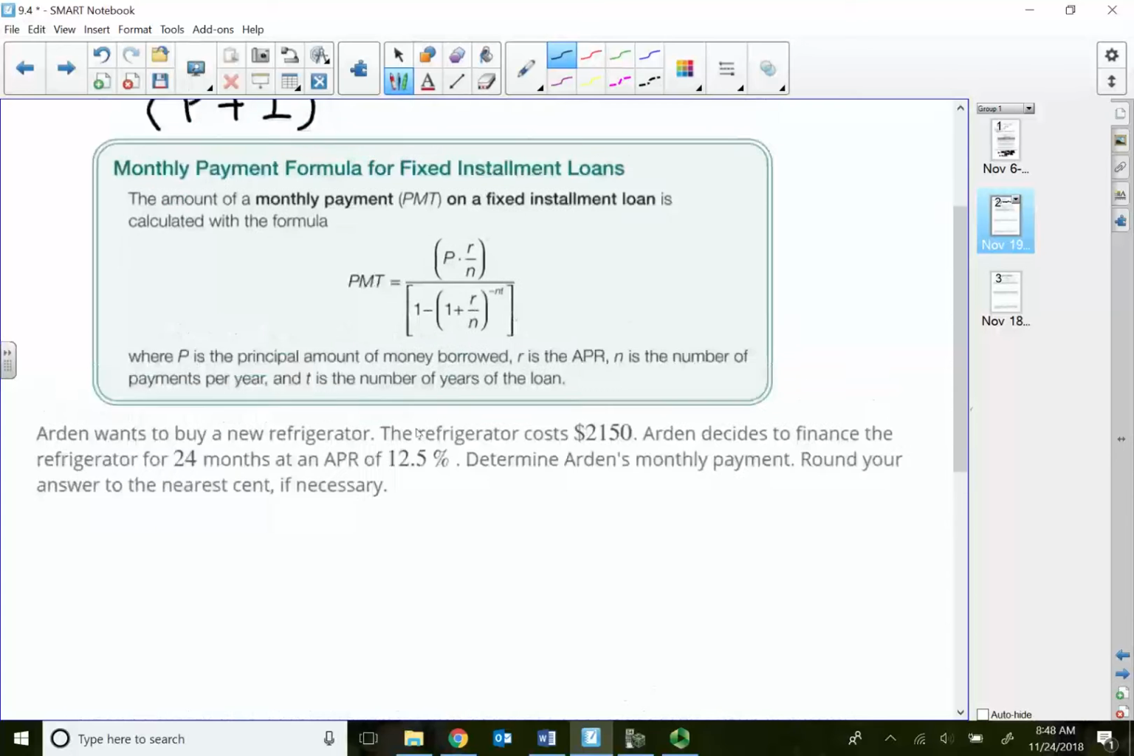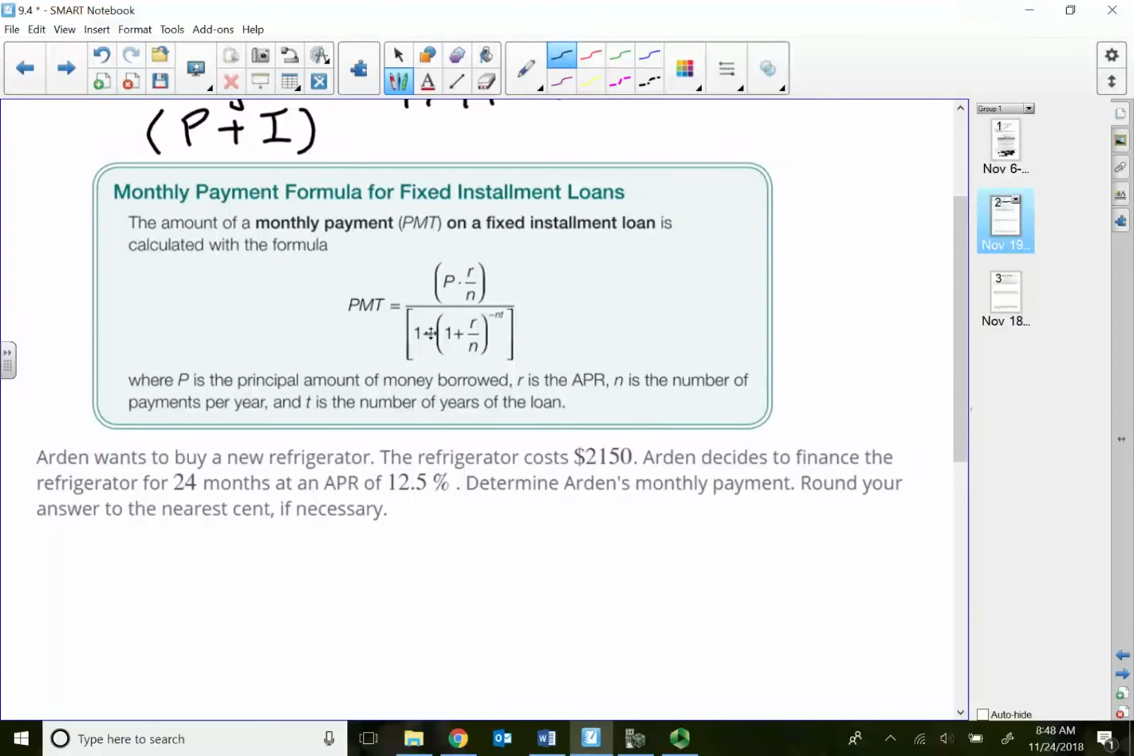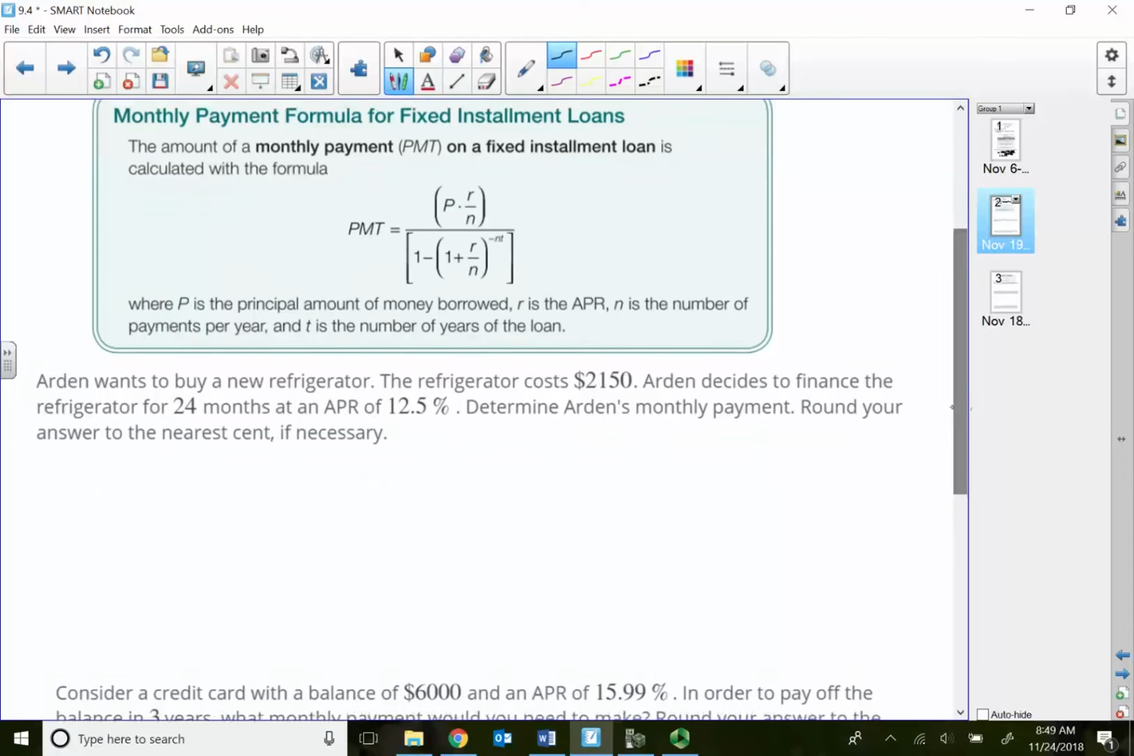Now, this very first one is actually using this particular formula. This formula finds the amount of a monthly payment on a fixed installment loan. P is the principal amount of money borrowed. R is your APR. N is the number of payments per year. Be very careful down here: this is a negative N times T. T is still representing the number of years. So to make things a little easier, let's convert these months into years.